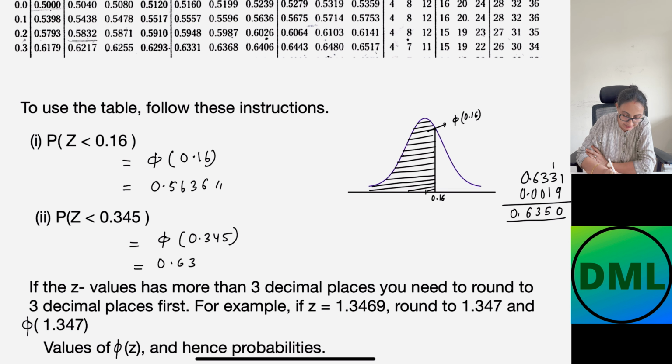If the z values has more than 3 decimal places, you need to round off to 3 decimal places first and then get the answer. For example, if z value is 1.3469, there are 4 digits after decimal. So I need to round off this answer to 3 decimal places. So for this 9, this will be plus 1. So my value will be 1.347. I need to get the answer for phi 1.347. And then find out the value of phi of z and hence you can find out the probabilities.